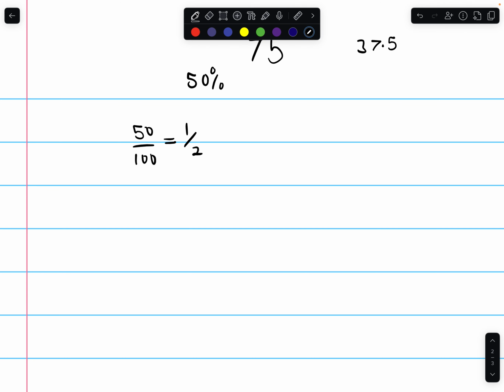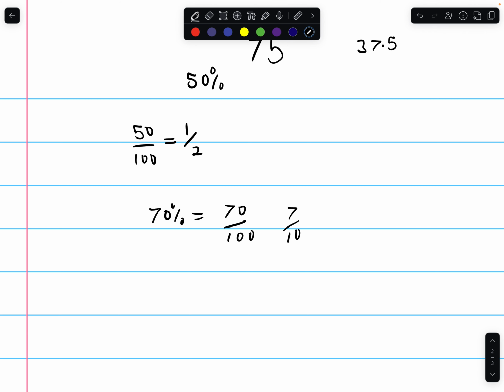But what if they were to ask you to get 70% of this? You would have to do 70 over 100, and it's just going to be 7 over 10. So do you want to multiply this number by 7, then divide it by 10? Or maybe there was a shortcut, because you could also do 75 divided by 10 times 7. You could do this, but it's a lot of work.